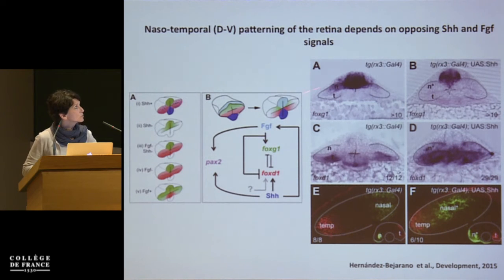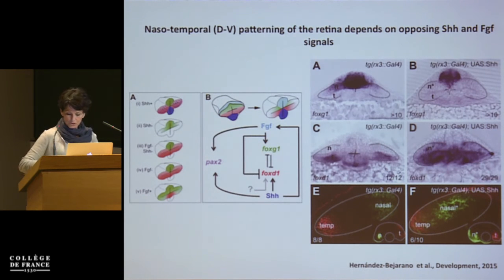And this interplay of different molecules regulates this patterning of the vesicles, and this patterning is really important for future targeting of the retinal ganglion cell axons to their target, the optic tectum. So if you increase sonic hedgehog activity locally in the neural retina, you induce a shift of nasal projection in more temporal region.